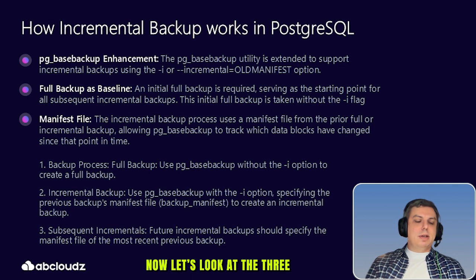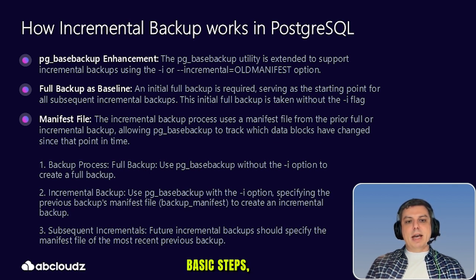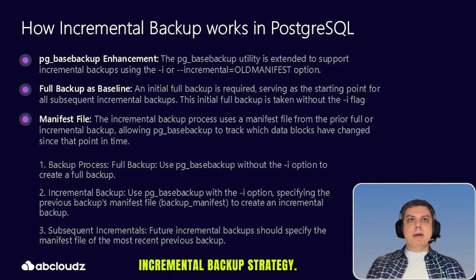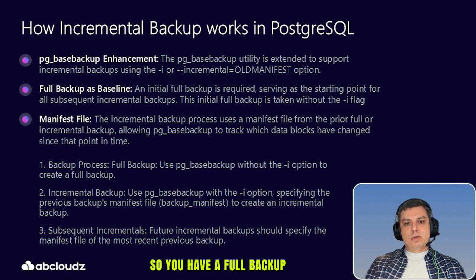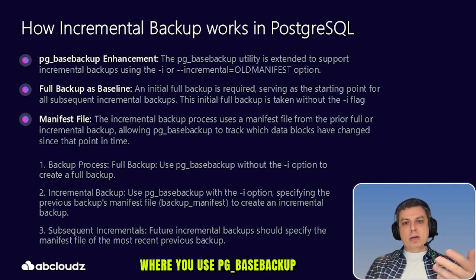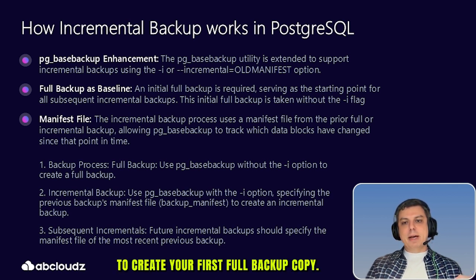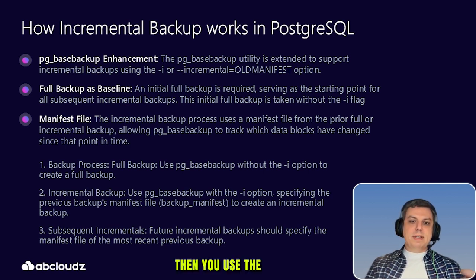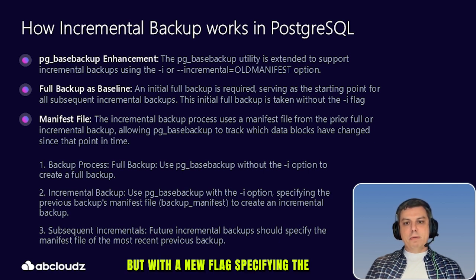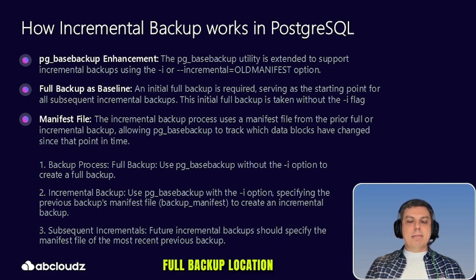Now let's look at the three basic steps which comprise this incremental backup strategy. So you have a full backup where you use pg_basebackup without the -i option, without this flag, to create your first full backup copy. Then you use the same utility but with a new flag specifying the full backup location with its manifest file to create an incremental backup.